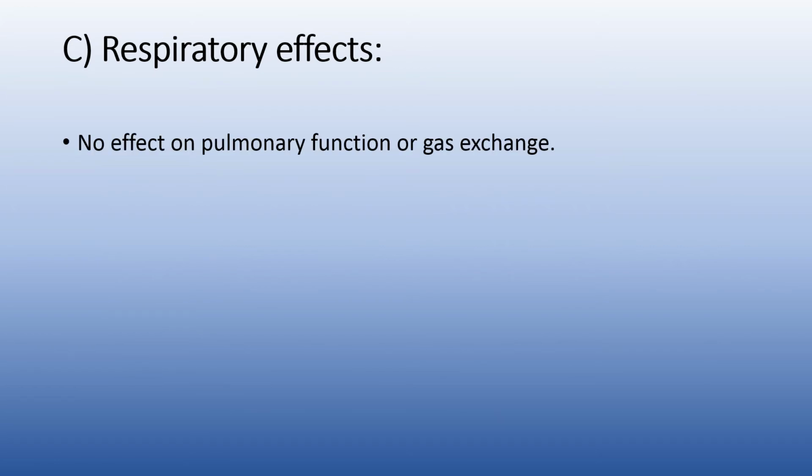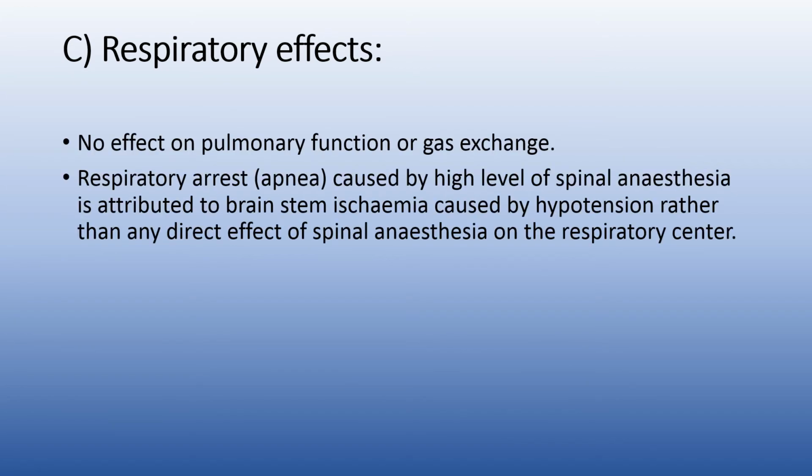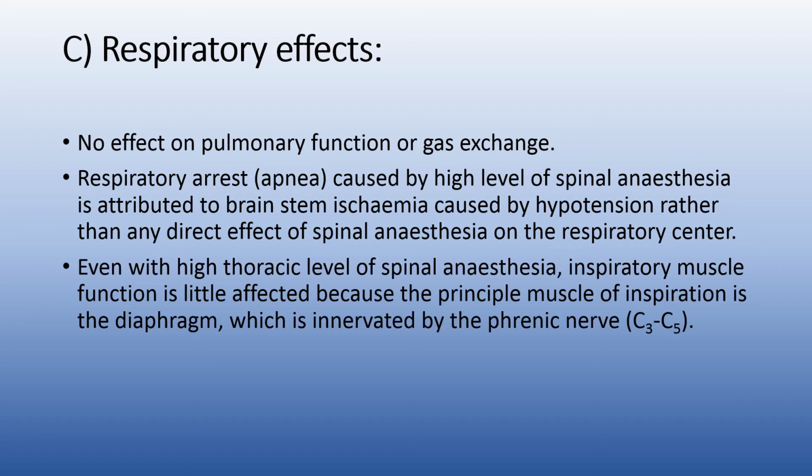Respiratory effects. No effect on pulmonary function or gas exchange. Respiratory arrest, which is apnea, caused by a high level of spinal anesthesia, is attributed to brainstem ischemia caused by hypotension rather than any direct effect of spinal anesthesia on the respiratory center. Why? Because even with a high thoracic level of spinal anesthesia, the inspiratory muscle function is little affected because the principal muscle of inspiration is the diaphragm, which is innervated by the phrenic nerve from C3 to C5.